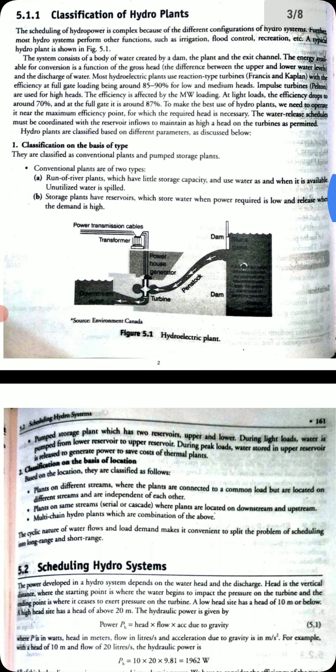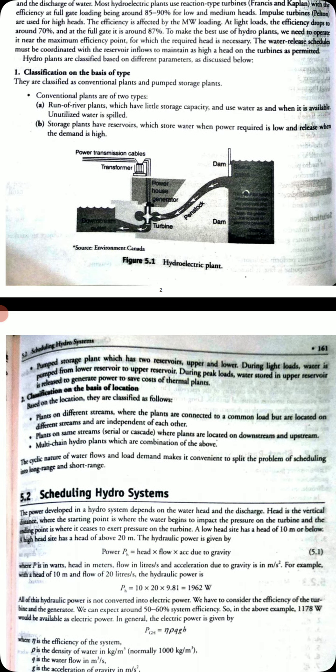Another one is the pumped storage plant. It has two reservoirs, one upper reservoir and another lower reservoir. During the light load, water from the lower reservoir is lifted to the upper reservoir, and during the peak loads, water stored in the upper reservoir is released to generate the power, to save the cost of thermal plants. So this is regarding the pumped storage plant.